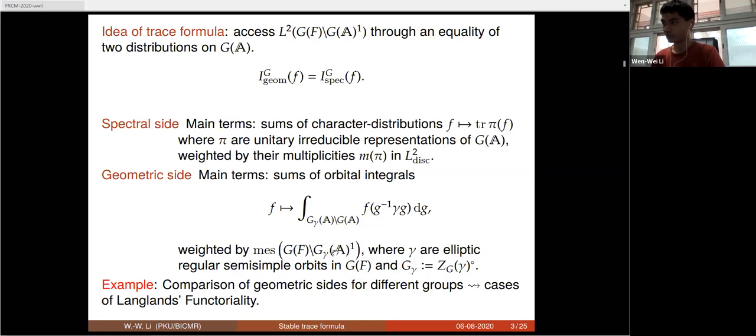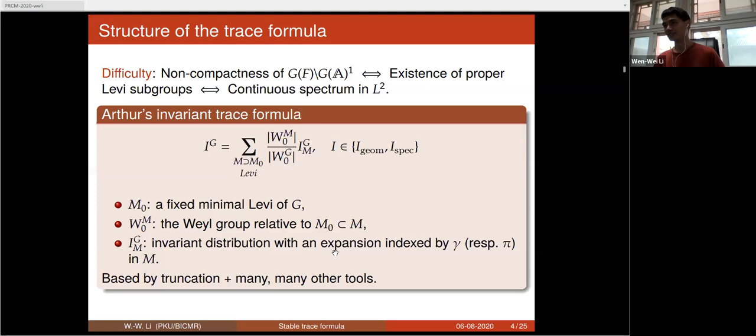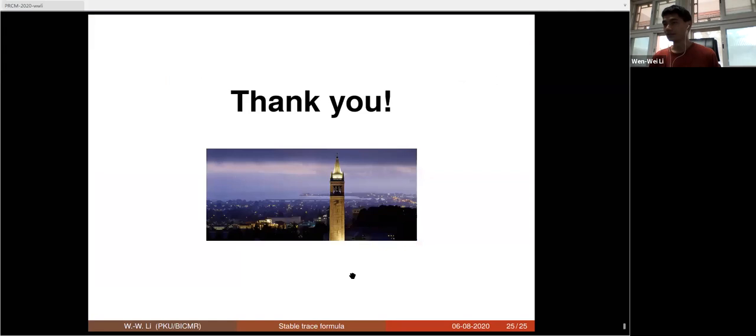I will be very quick in this part. The difficulty is that there is a continuous spectrum in the L2 space, which is equivalent to the non-compactness of the automorphic quotient. So the invariant trace formula contains many other terms. Arthur's way is to write the distribution I as a sum indexed by the Levi subgroups M. Here I_M is an invariant distribution, which has some further expansions indexed by either conjugacy classes or representations coming from M. It is based on many tools, for example, a truncation operator.